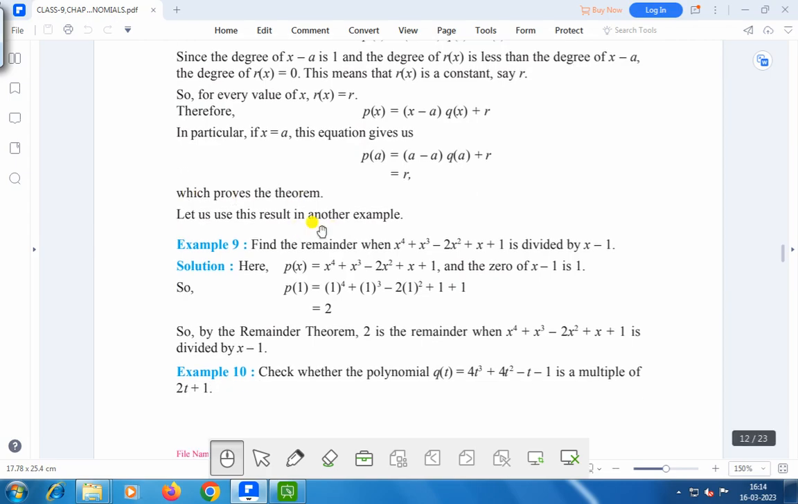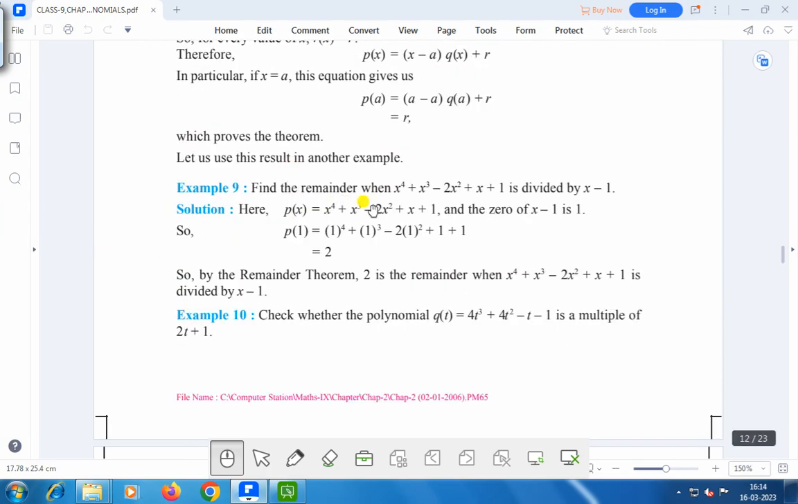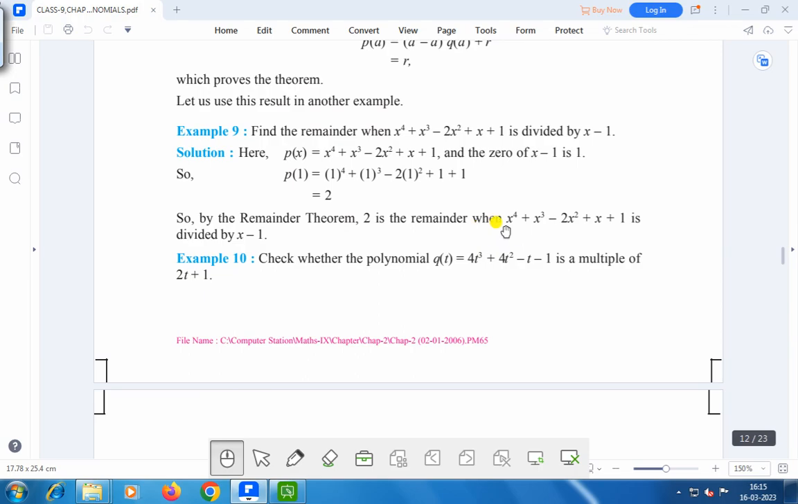Let us see this result in another example. Find the remainder when this is divided by x - 1. p(x) is equal to this, and the zero of x - 1 is 1. If we find p(1), we get 2. So by the remainder theorem, 2 is the remainder when this is divided by x - 1.